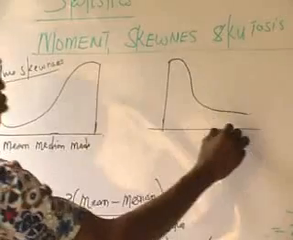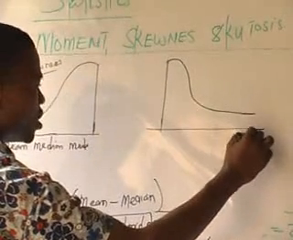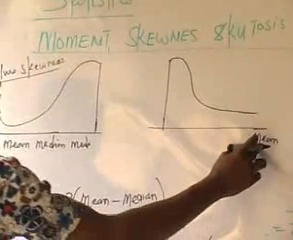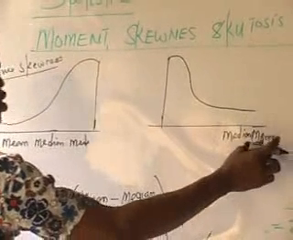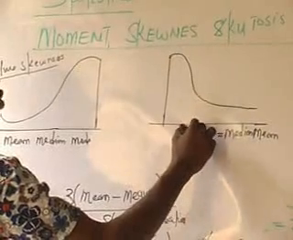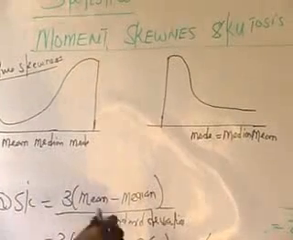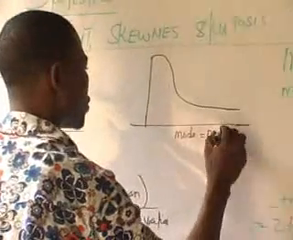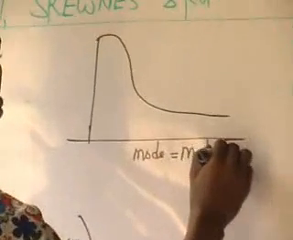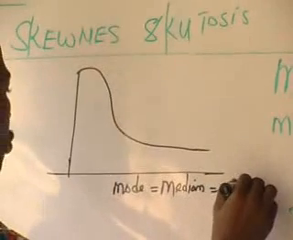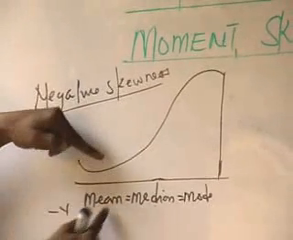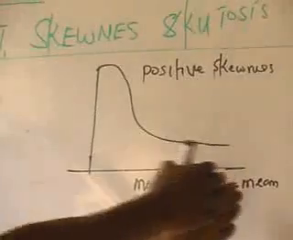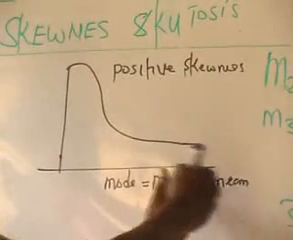For our negative skewness, the mouth of the graph must be mean, then median, then this one must be mode. All together, mean, median. Now this is negatively skewed. That is, from the tail you start: the tail is mean, median, mode. Tail again, the tail side is mean, median, mode.